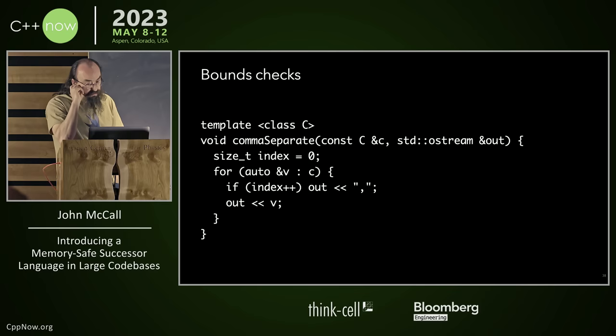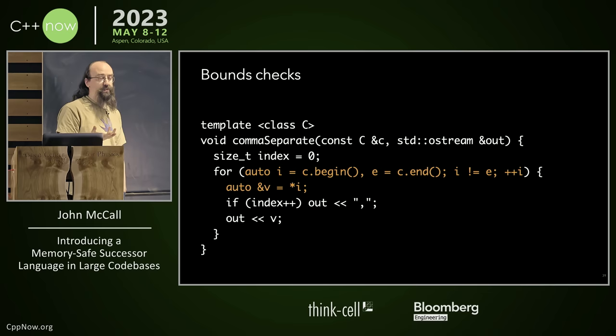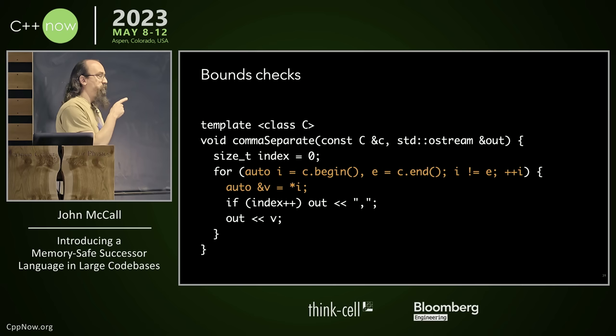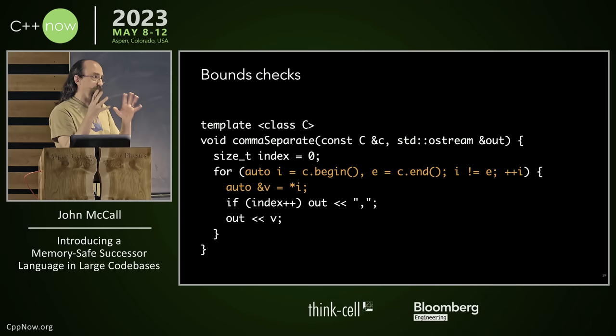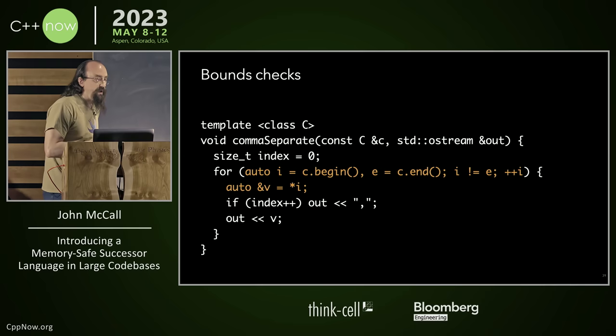The range for loop, as we all know, expands to something like this. So we've got this dereference in the loop. If we want to talk about adding bounds checks to this code, obviously what we need to happen is for this dereference here to do a bounds check. It needs to specifically compare the internal state of i against the current value of c and make sure that the iterator is actually in bounds for the particular container.